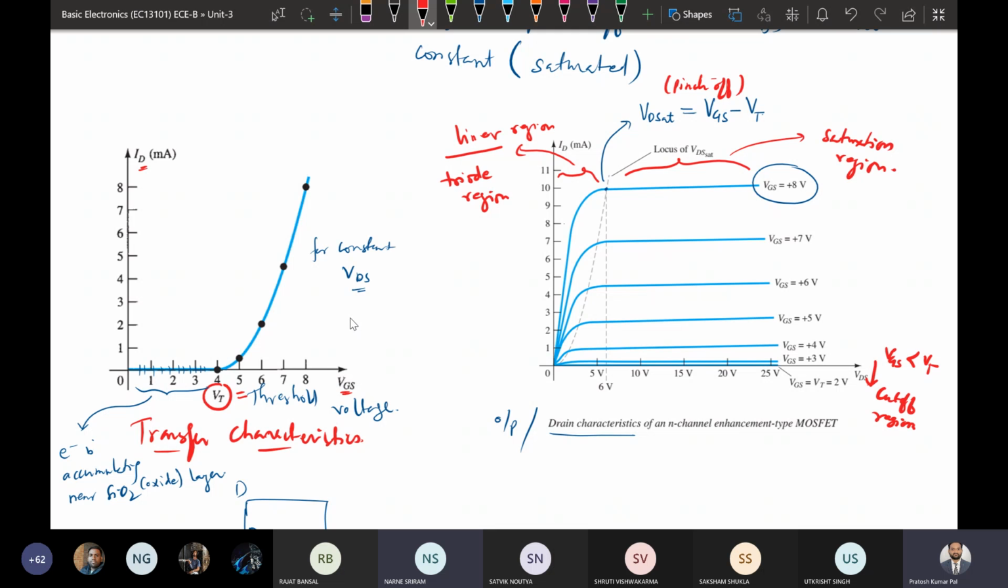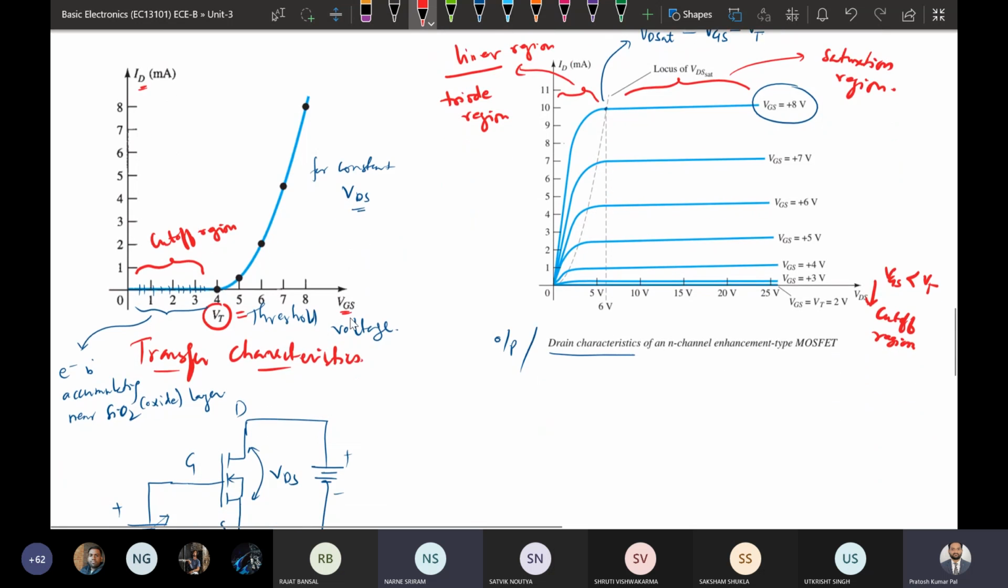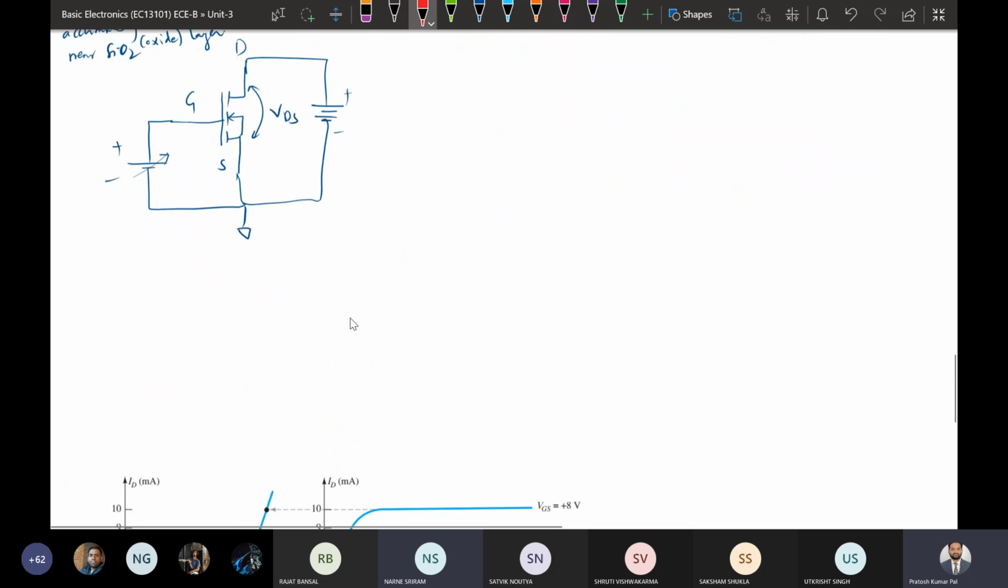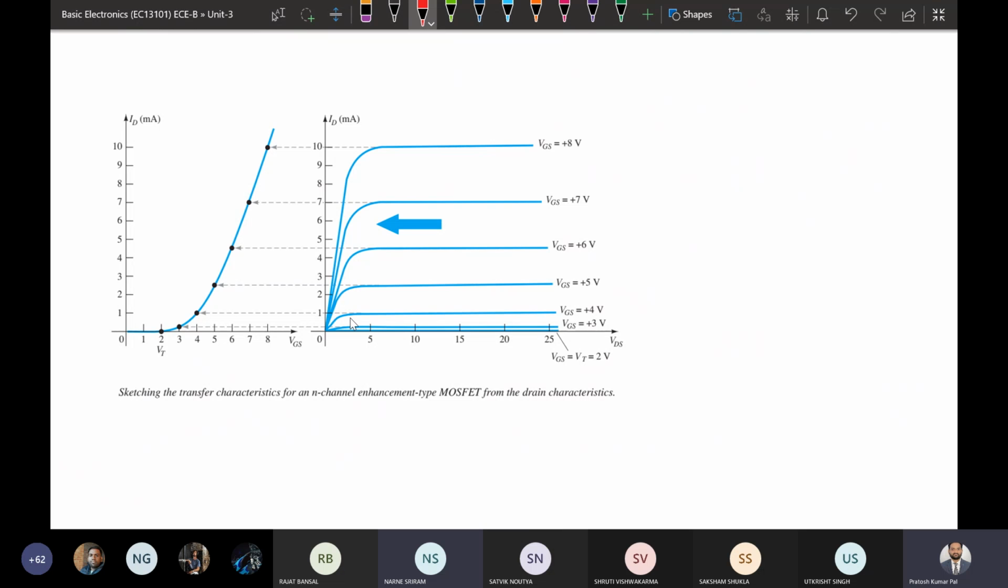So this region up to here is the cutoff region. Cutoff region means if we are applying gate to source voltage that is less than the threshold voltage, then there will be no current flowing. So this is your drain characteristics and transfer characteristics. By combining these two, transfer characteristics can be plotted from the drain characteristics also. If drain characteristics is given, then we can plot the transfer characteristics. So we can extend it.